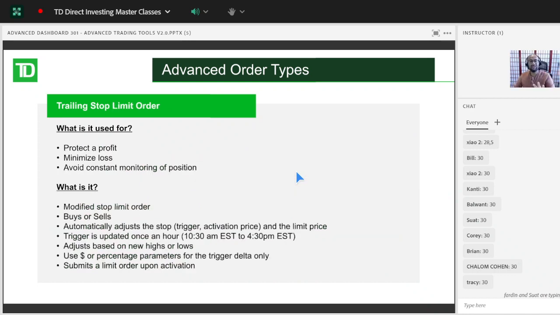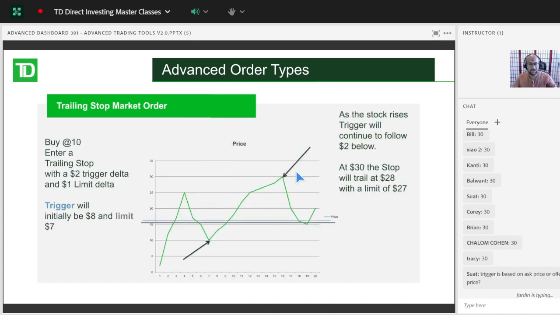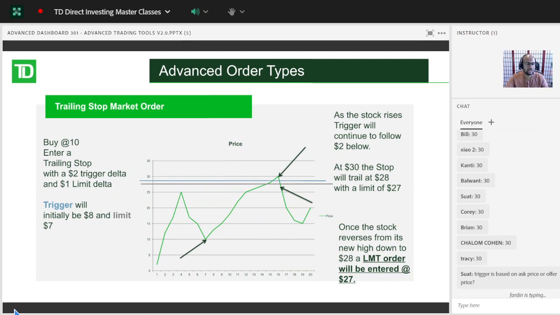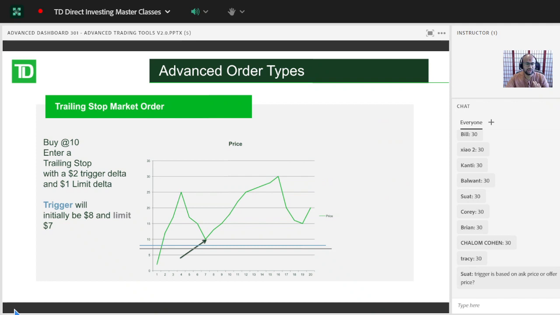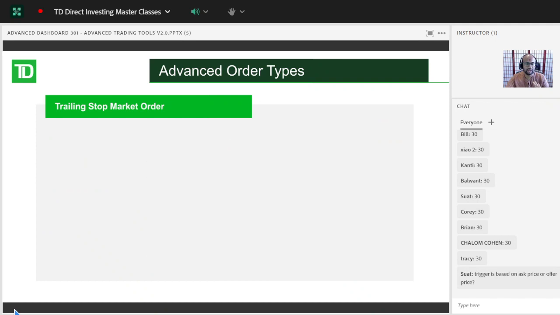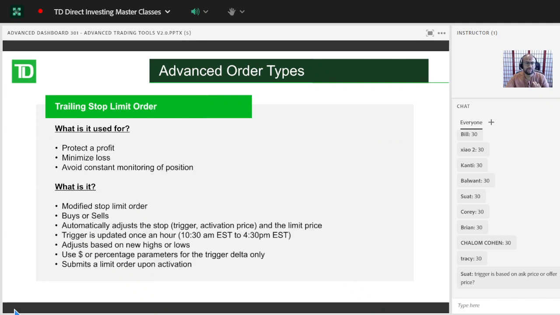Let's talk about the stop limit order. The only difference from what we just talked about, the stop market order, is that instead of the order becoming a market order once it triggers, it is going to become a limit order.